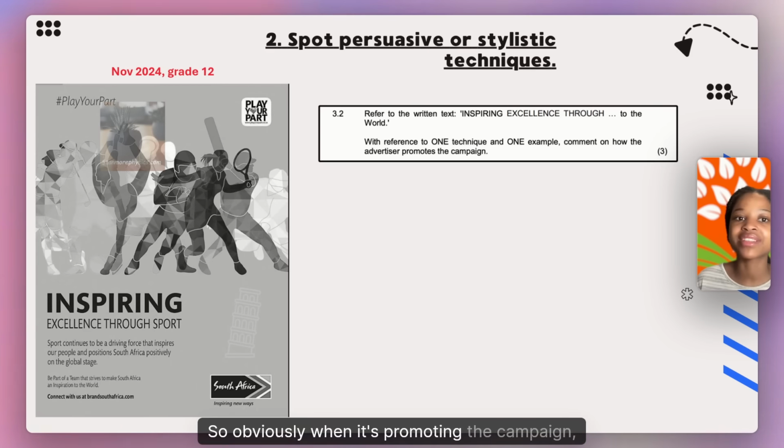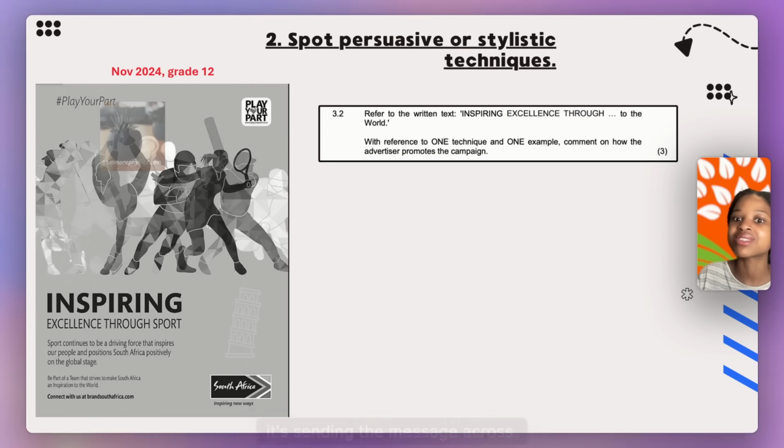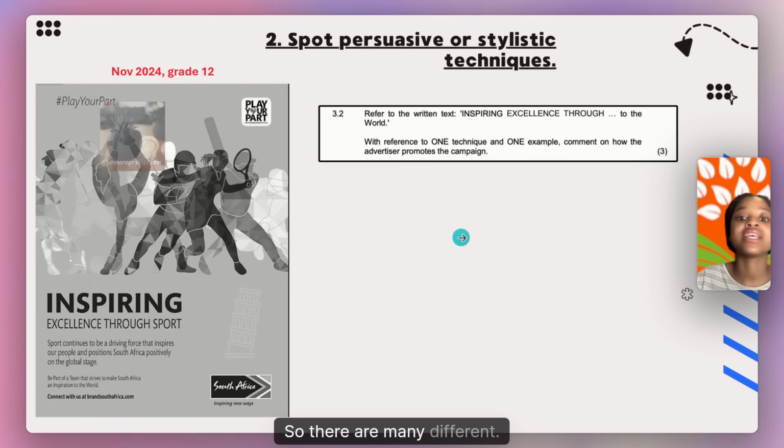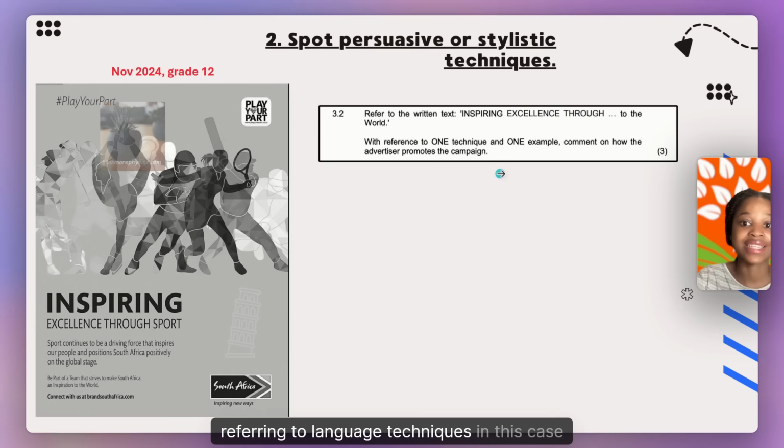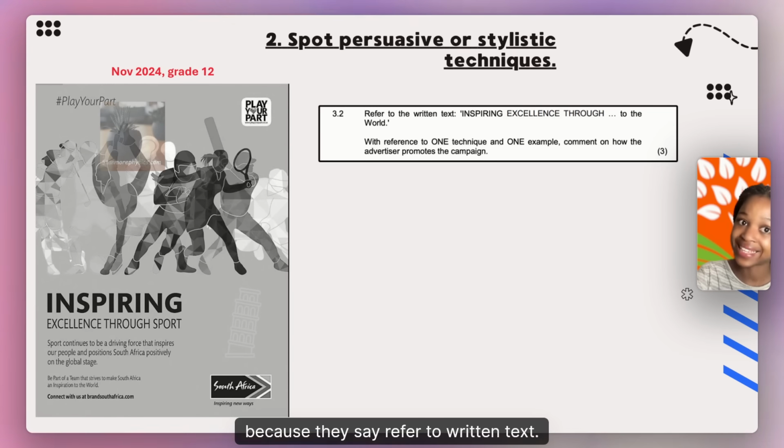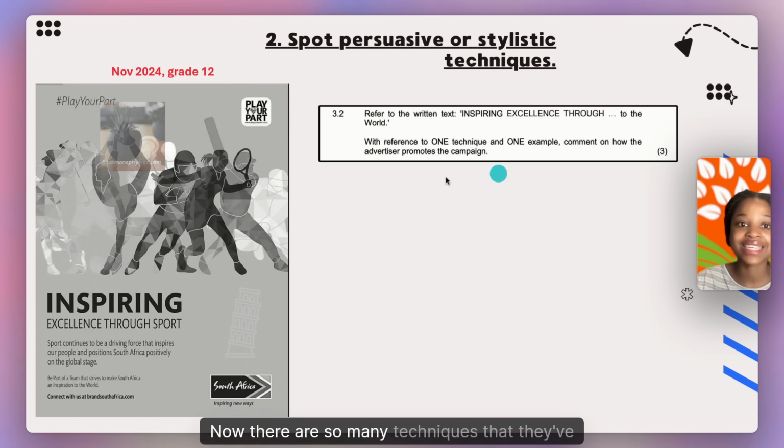So obviously when it's promoting the campaign, it's sending the message across. There are many different techniques, and they are referring to language techniques in this case because they say refer to written text. Now there are so many techniques that they've used.